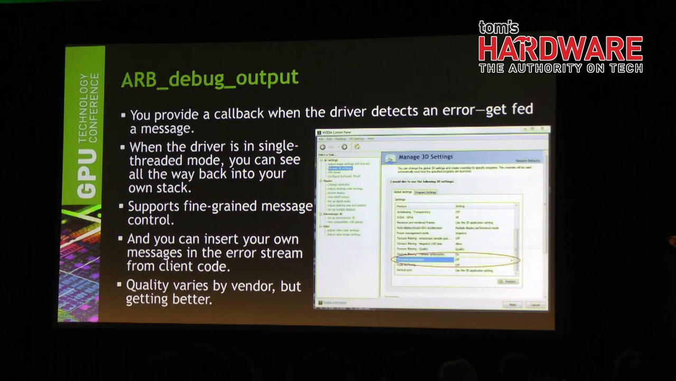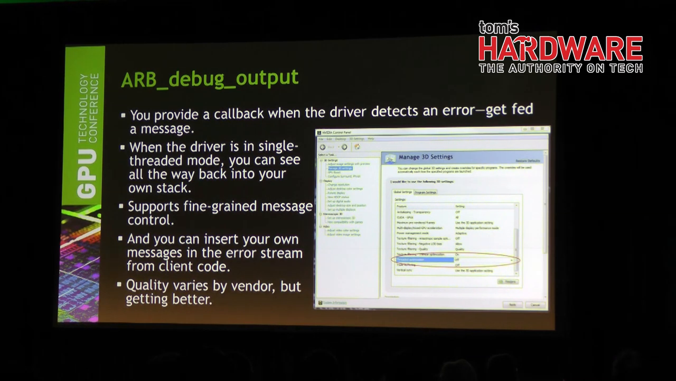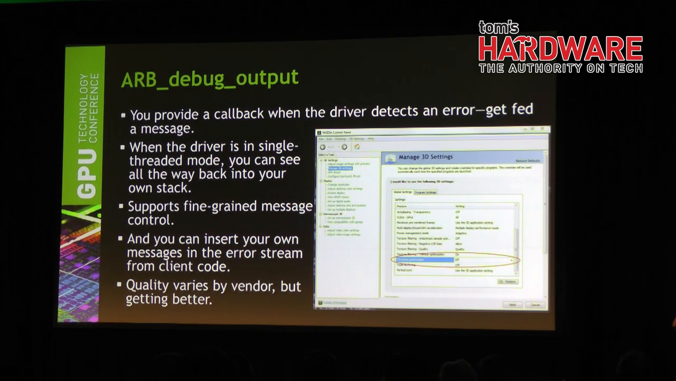And then I wanted to show a trick here: for NVIDIA specifically, if you disable threaded optimization, you can put a breakpoint in your debug output callback, and you can see all the way back into your own code, so you can see exactly who is generating the problem. That was really useful for us for several bugs.